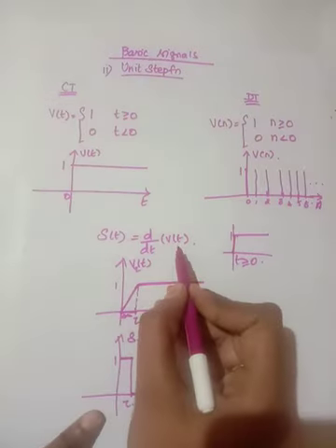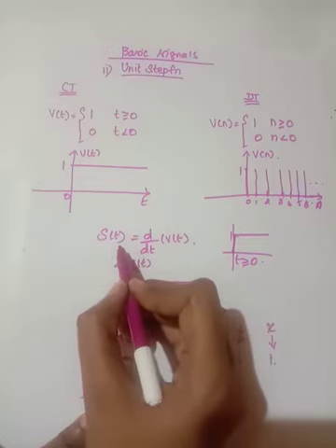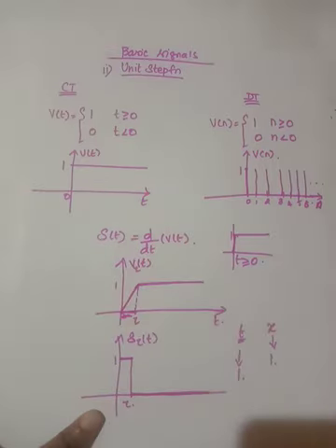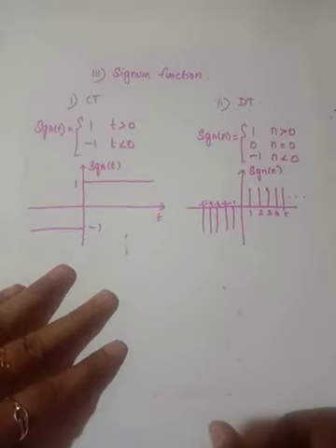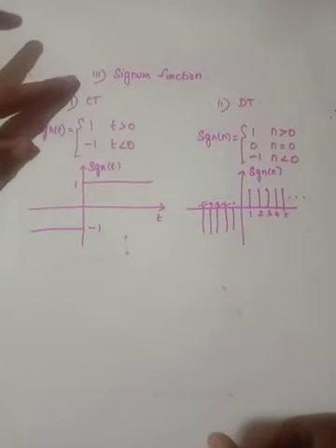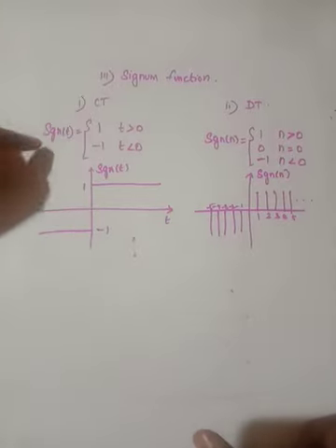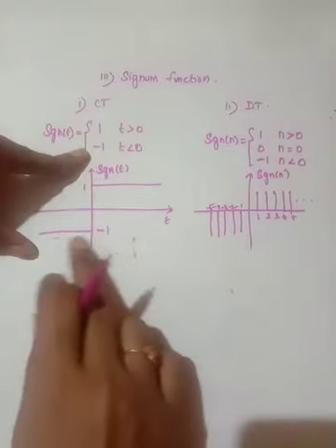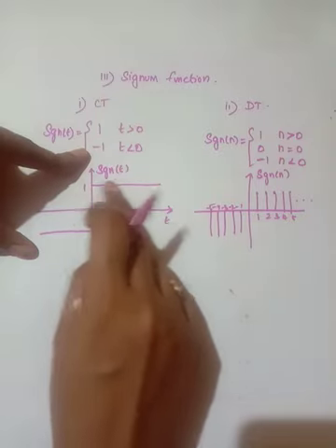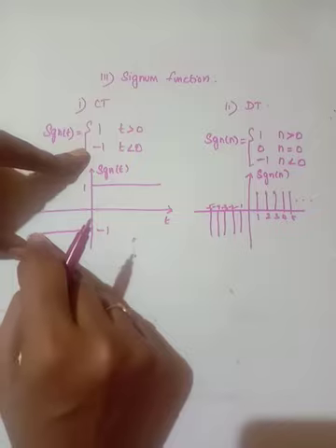So if we have a unit step function and differentiate it, we obtain an impulse function. Next is the signum function. The signum function has continuous time as well as discrete time forms. This signum function will have the value 1 for time t greater than 0 and minus 1 for t less than 0. So I have drawn it like this. For time t greater than 0, it is 1. For time t less than 0, it is minus 1.